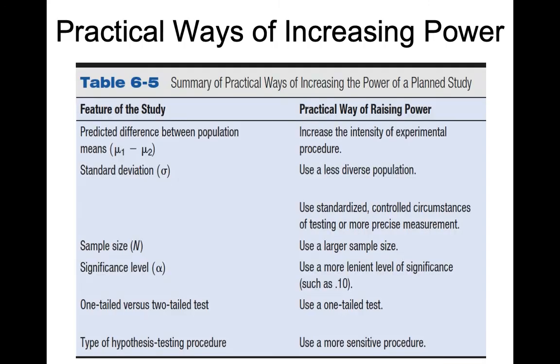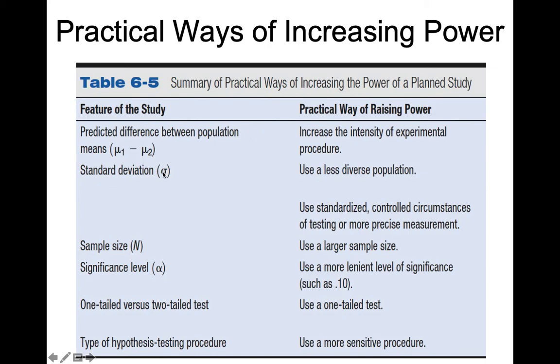So here's a table that is presented in the book. These are practical ways of increasing power. One thing we talked about is that if you're doing a study, you would want to have a big effect between your means. So if you're doing an LSAT prep class, you want to make sure it was a really good class. If you're creating a drug, you want to make sure that it's a very powerful, efficacious drug.